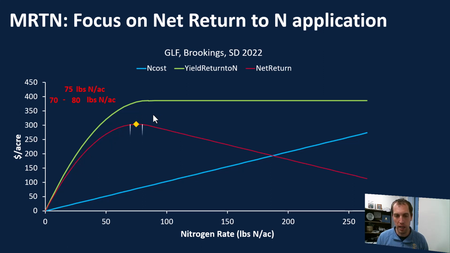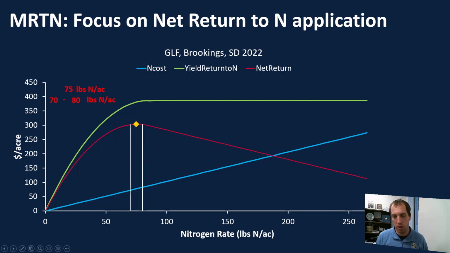If we go plus or minus $1 of that optimal, we see this range right here, about 70 to 80 pounds of nitrogen in this field. But if we keep increasing to 90, 120, 150 pounds of N, we see how much we're decreasing. We can actually decrease in profit by about $40 per acre by over-applying nitrogen.